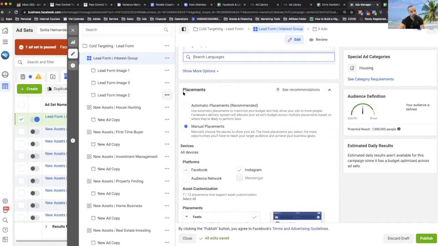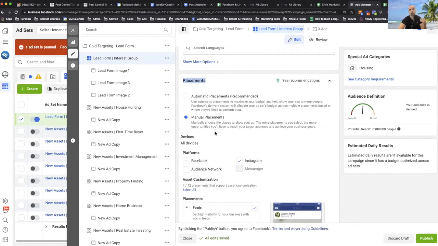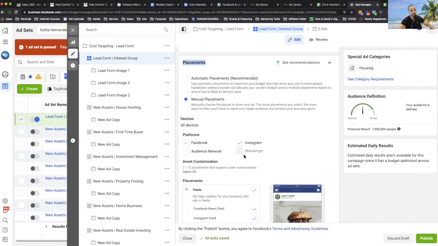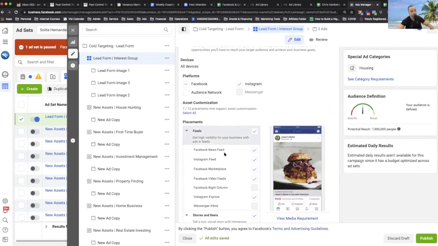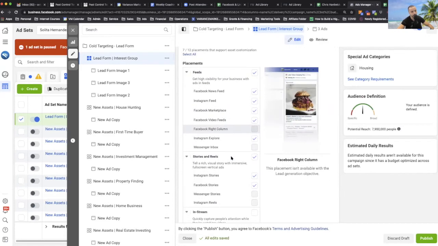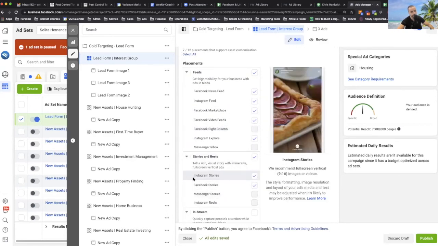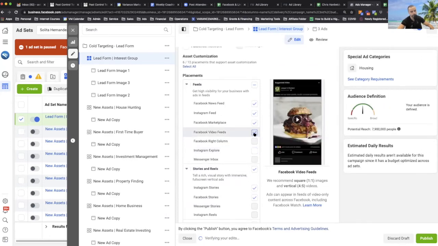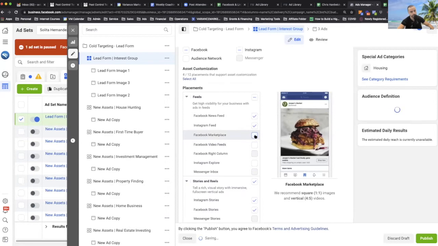Now, in terms of placements, this is where the ad's appearing. Is it appearing on Facebook stories, Instagram stories, Facebook feed, Instagram feed? It doesn't really matter. There's tons of different placements. You can even put your ads in Messenger, etc. In terms of the ones that we do, normally I tell my team to set up just Facebook and Instagram stories, as well as just the feed. So I'll disable the Instagram Explorer, the Facebook video feeds, and the Facebook Marketplace.